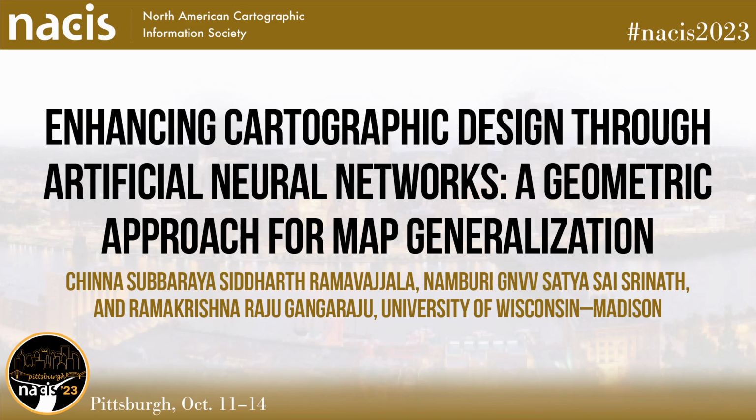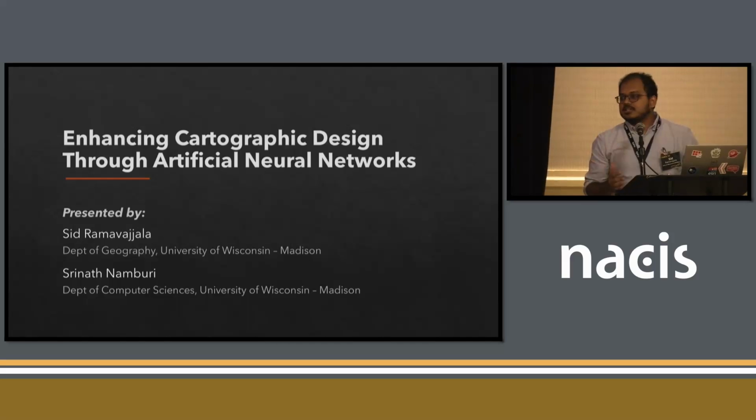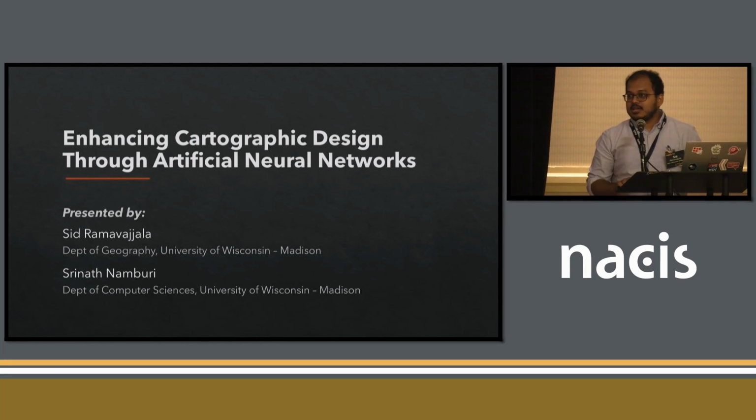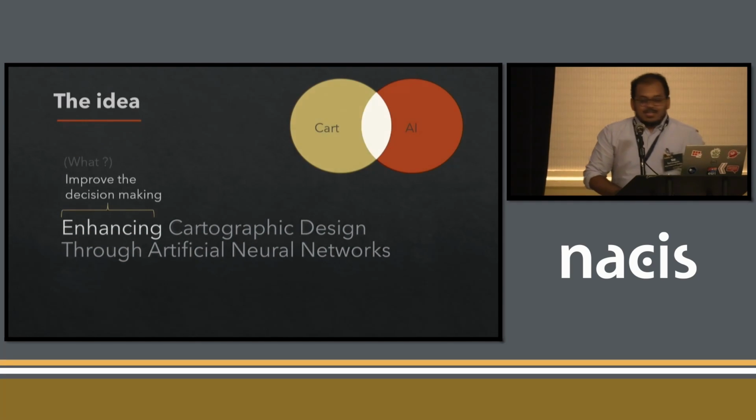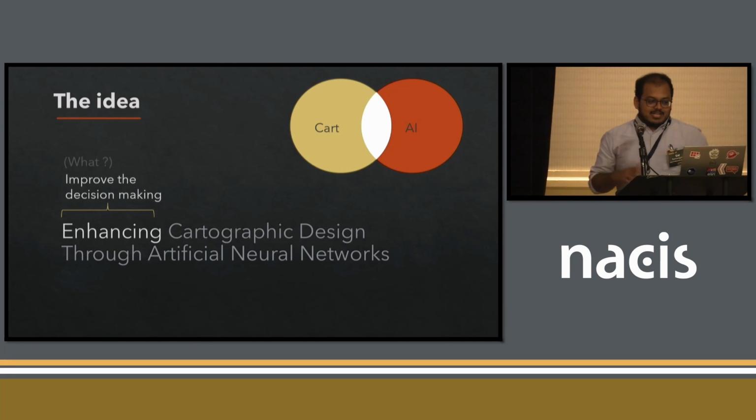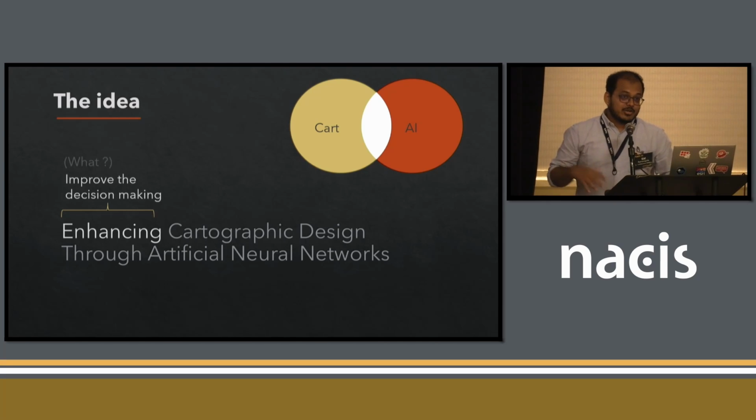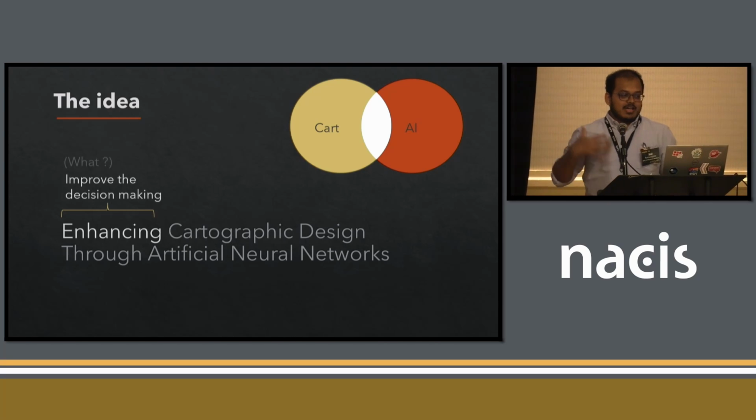Today we are going to present our independent research to scope and understand the use of artificial intelligence in cartographic design and decision making. So I would like to talk about basically the idea of Carto AI. Basically, the idea is to improve the decision making.